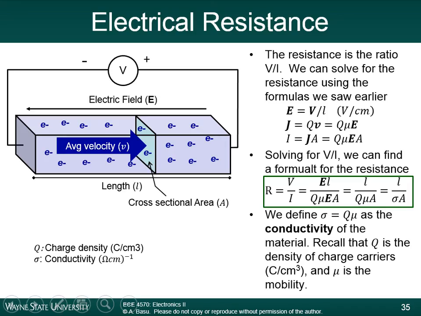Gold, for example, has very high conductivity. Intrinsic silicon has a much lower conductivity, but if you dope silicon, you can get higher conductivity. All right, so we can control the conductivity by the doping. It's also determined by the mobility. Any questions?